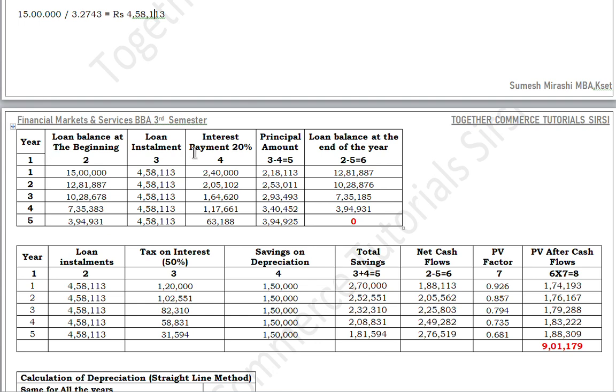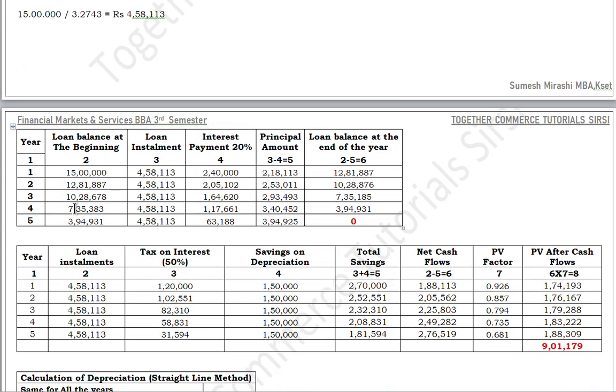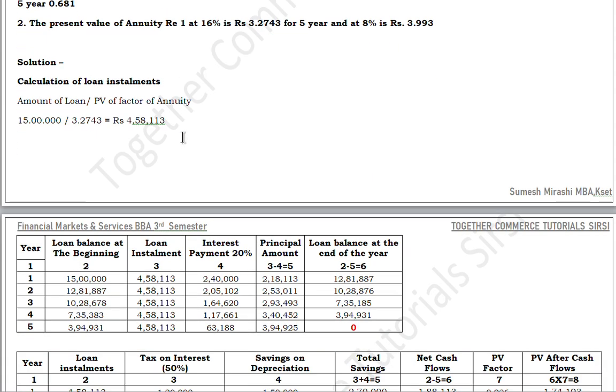Then we come to the table. The tables are same as the previous problems. So if you have watched the previous video, you will be knowing it by now. The first column is year, that is 1 2 3 4 5. You can just take it from here, because they have given us 5 equal installments. That means 5 years. Then loan at the beginning. This is the cost of loan, that is the 15 lakh, got from the question.